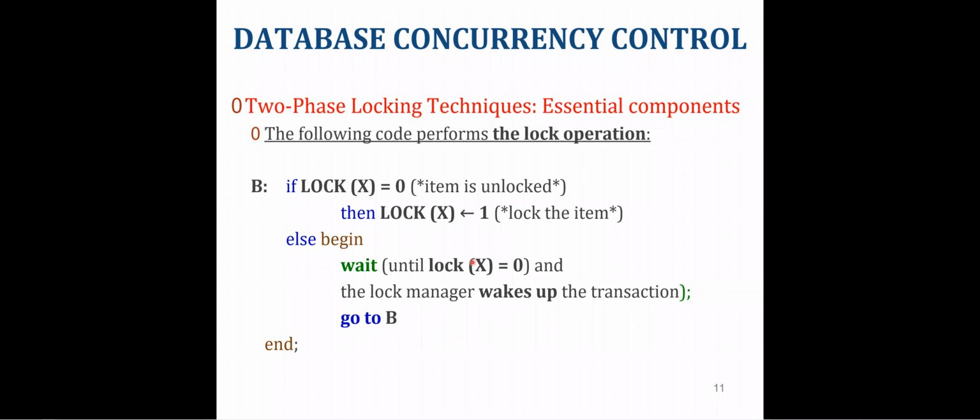So whenever you wait and whenever it's returned back to 0, you just go back to B, and then you go through the conditions again, the if and else.